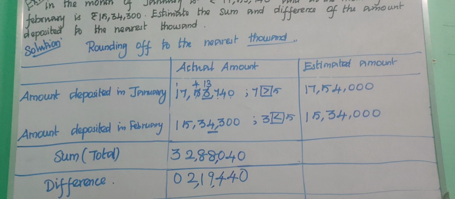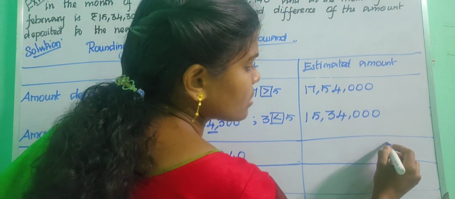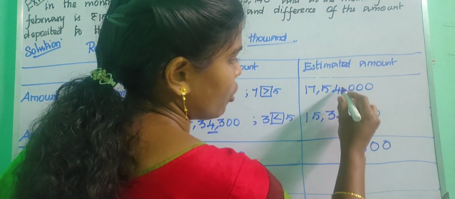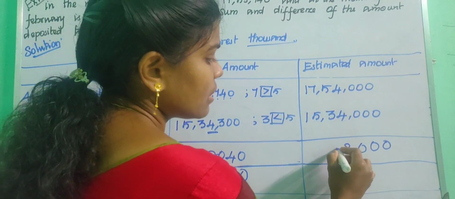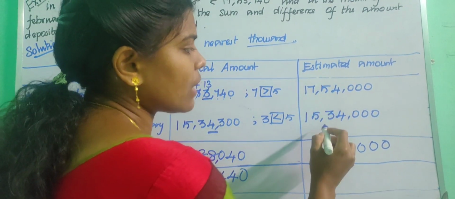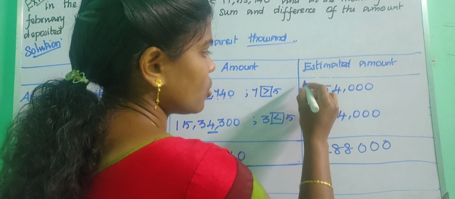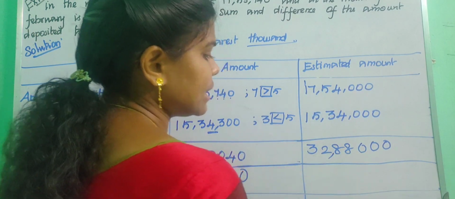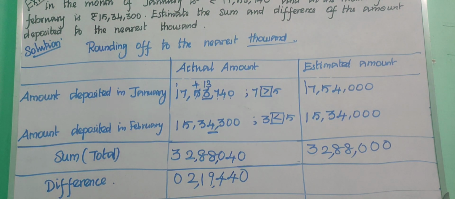Okay children, let us add the estimated amount. So 0 plus 0, 0. 0 plus 0, 0. 0 plus 0 and again 0. 4 plus 4, 8. 5 plus 3, 8. And 7 plus 5, 12. Plus 1. So 1 plus 1, 2. 2 plus 1, 3. So 32,88,000 is the estimated sum.